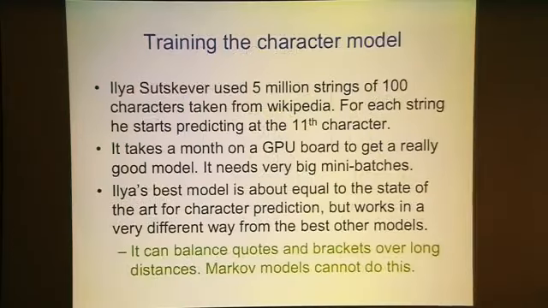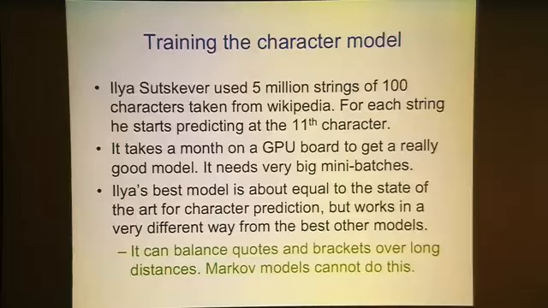Ilya took this net, initially used 5 million strings of 100 characters each, and started training after the 11th character. So he gave a kind of burn-in of 11 characters, and then the net started predicting, and he started backpropagating, and he ran for a month on a GPU board. His best model was not quite as good as the state-of-the-art, which uses lots of little neural nets and a manager that decides which one is making good predictions, and also updates its model based on words it's seen recently. Ilya's net is stationary in the sense that its prediction isn't learning at test time.